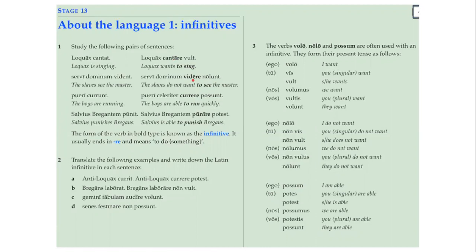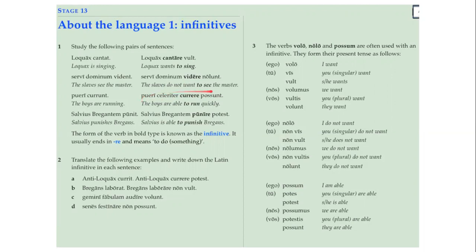And then because infinitives are verbal, even though they're verbal nouns, they're still verbs, they can take direct objects. So notice that servi is the subject of nolunt, the slaves do not want to see, videre. And then that videre is going to take its own object right here in the accusative, dominum. Right? So all of these, again, we're going to read it: the main verb is going to be at the end. The subordinate verb, so the infinitive that's subordinate to our indicative verb, possunt there, is going to be right before it. The subject is going to be first, and then the adverb is going to be right in between there.